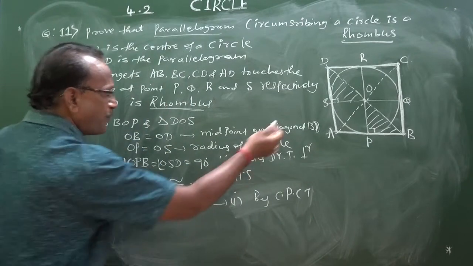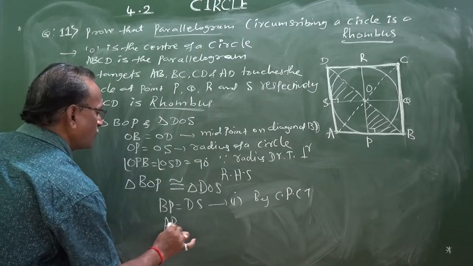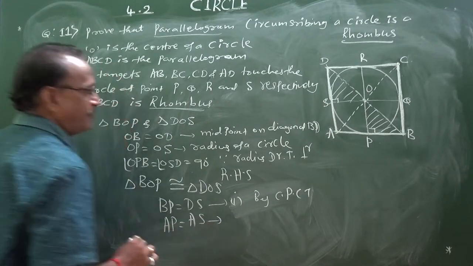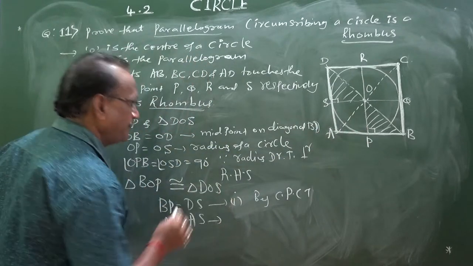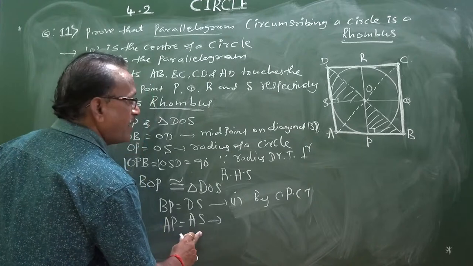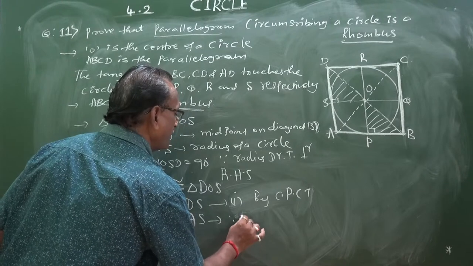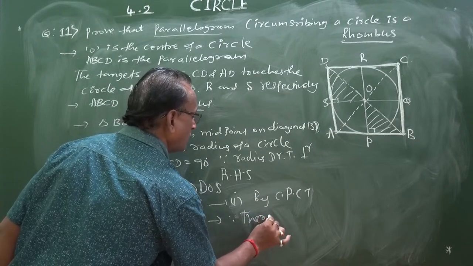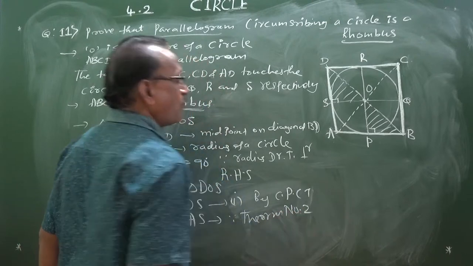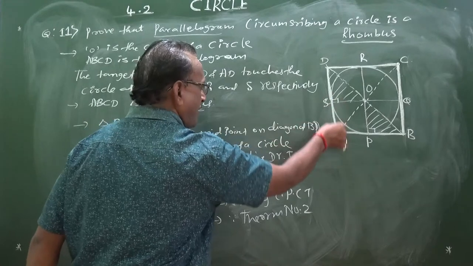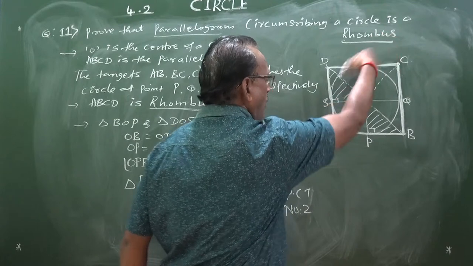Lastly, one more point: AP is equal to AS. Why? Because tangents drawn from an external point are equal. That is Theorem number 2. See, A is an external point, you draw AS and AP. Even B is an external point, BQ is equal to PB. Like that, for all four sides. This is equation number 2.